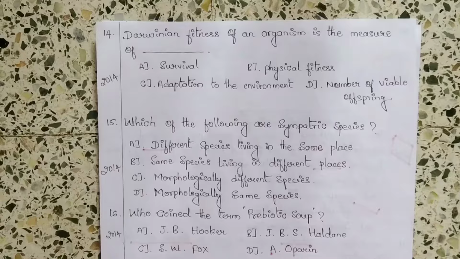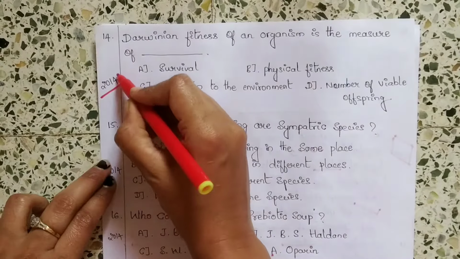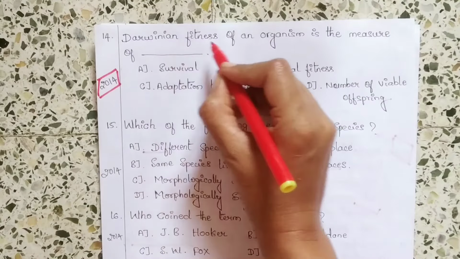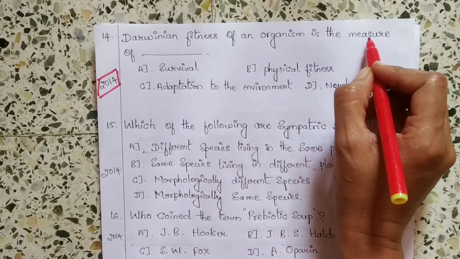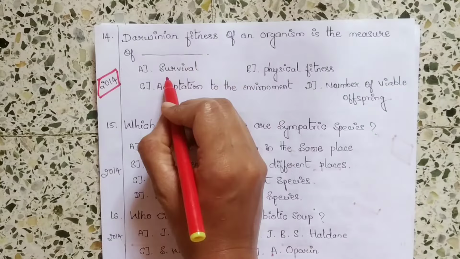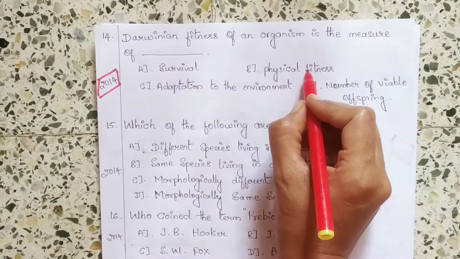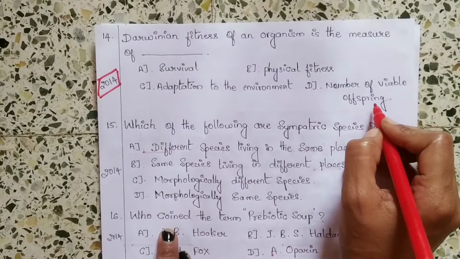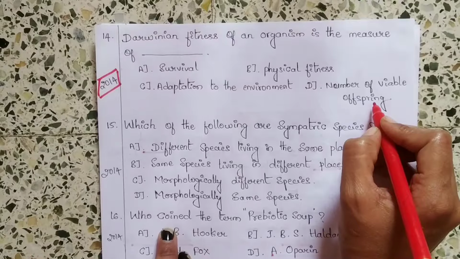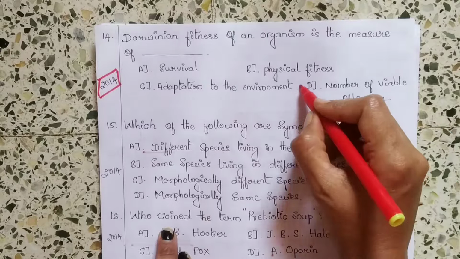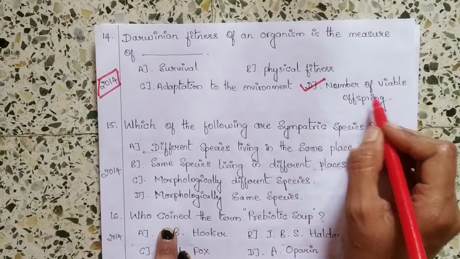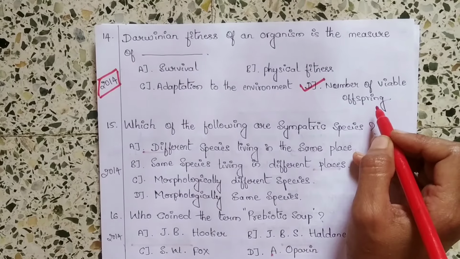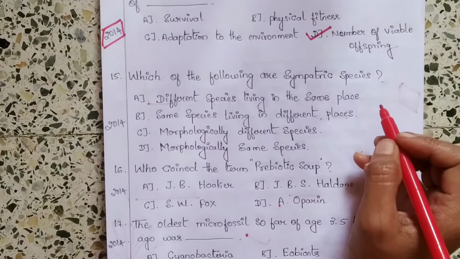Okay, the next question, which was asked in the year 2014 of the KSET. The question is like this: Darwinian fitness of an organism is the measure of, first option survival, second option physical fitness, third option adaptation to the environment, fourth option number of viable offspring. So the answer for this is D, that is number of viable offspring.